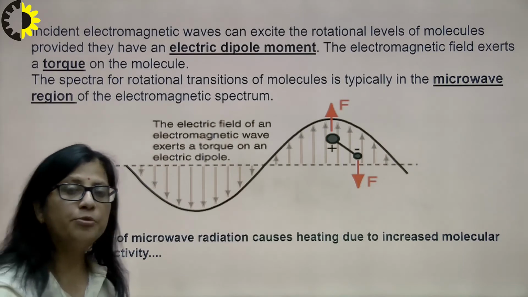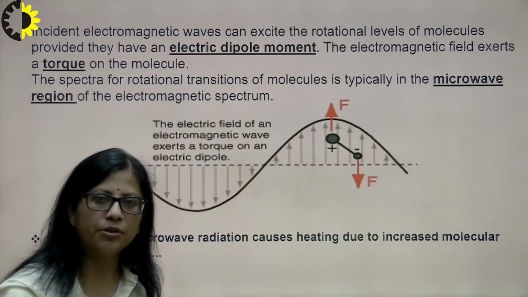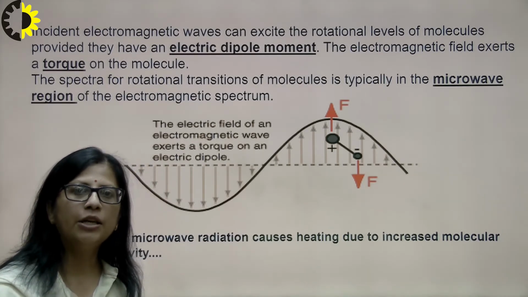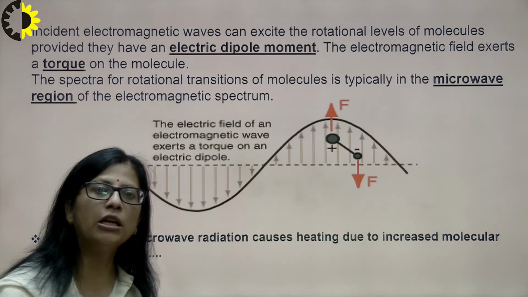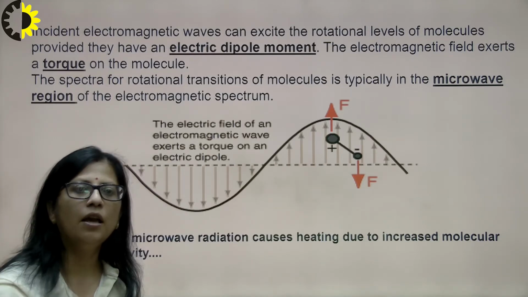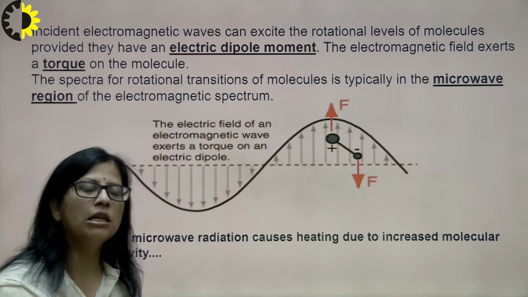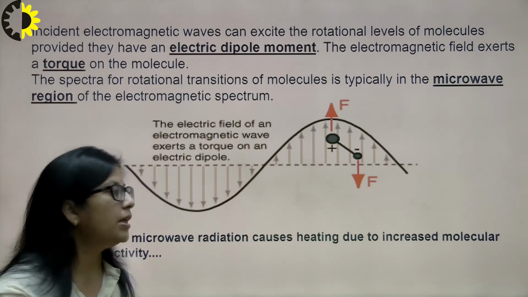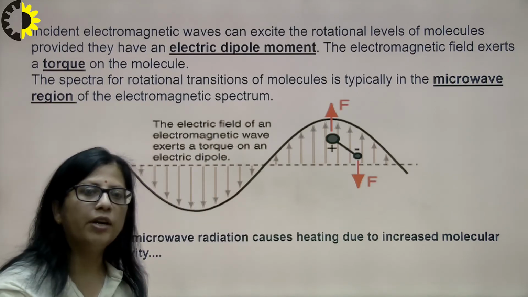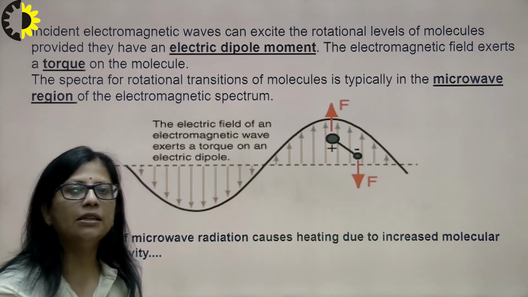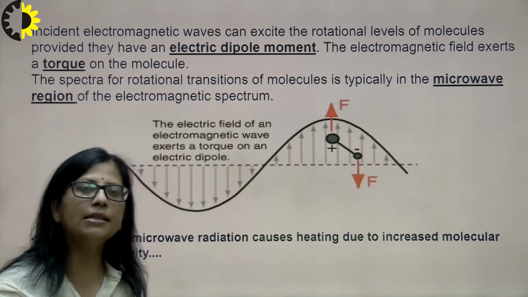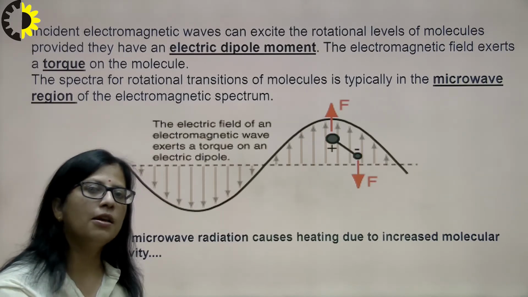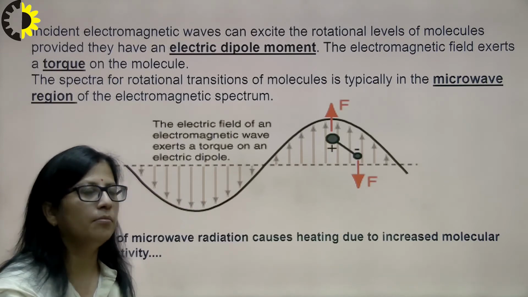Now, the absorption of microwave radiation causes heating due to the increased molecular rotational activity. When the molecule is going to rotate, then the molecule will get heated, or the radiation is going to cause heating in the molecule, and that heating is sufficient to cause the rotation of the molecule.